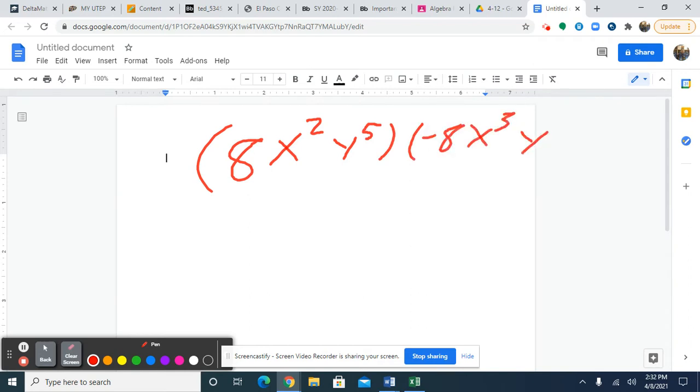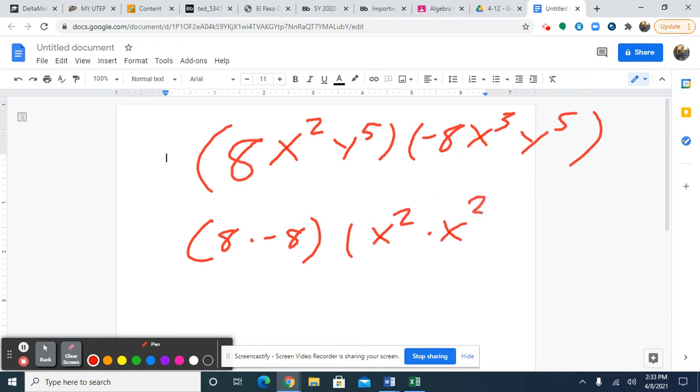Now, when we're multiplying, what we need to do is separate each one, right? So we have the numbers 8 and negative 8. So we're going to multiply 8 times negative 8. Then we're going to multiply x squared times x to the power of 3. And we're going to multiply y to the power of 5 times y to the power of 5. So what we did here is just separate each of these things individually and do everything one by one.